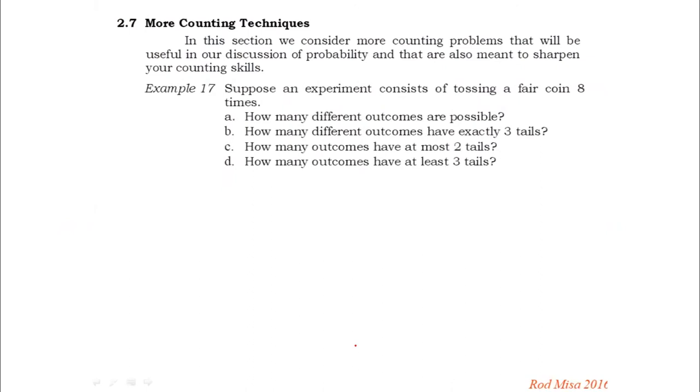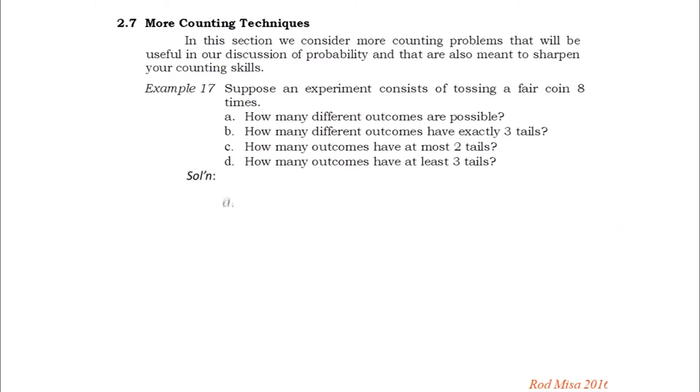So, suppose an experiment consists of tossing a fair coin 8 times. Letter A. How many different outcomes are possible? Letter B. How many different outcomes have exactly 3 tails? Letter C. How many outcomes have at most 2 tails? Letter D. How many outcomes have at least 3 tails?